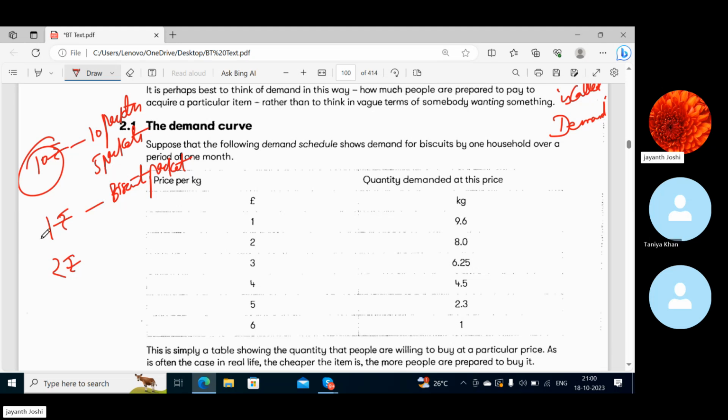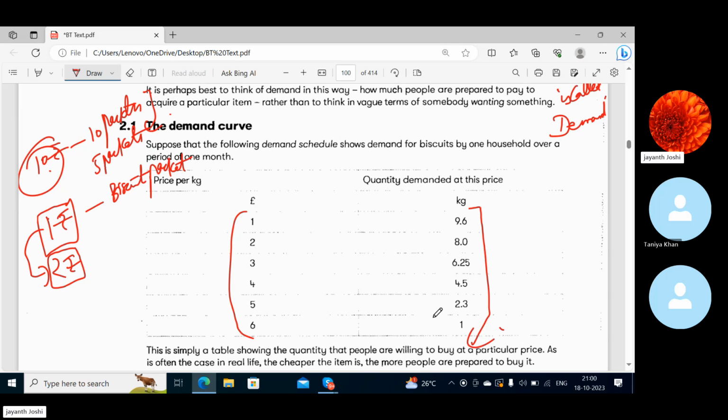Yes, sir. So when the price has increased, the demand has decreased, because 1 rupee was the cost of a biscuit packet, 10 rupees you had, you can buy 10 packets. But when 2 rupees is the price of the packet, then only 5 packets can be bought. So with this, what we understand is as the price is increasing, the quantity demand is decreasing every point of time. So law of demand says when the price of a commodity increases, the quantity demand decreases and vice versa. That is, when price increases, quantity demand decreases. When price decreases, the quantity demand increases. So as you see, if the price is from 1 to 2, from 9.6 to 8, from 2 to 3, from 8 to 6.25, but when the price is decreasing from 6 rupees, it has gone to 5 rupees, from 1 kg to 2.3 kgs, the demand is increasing, right?